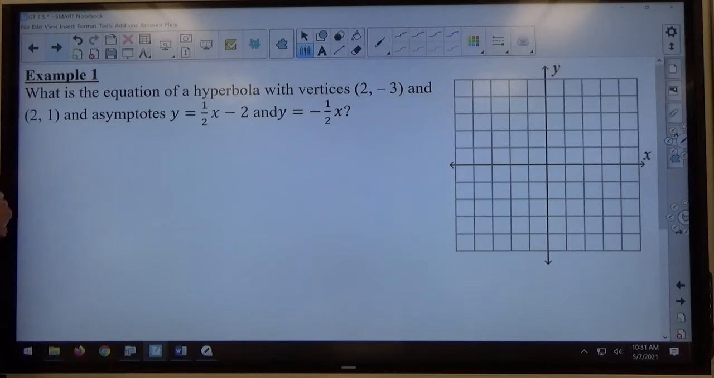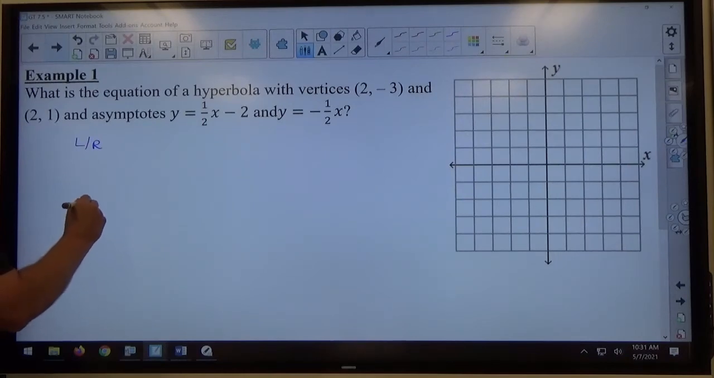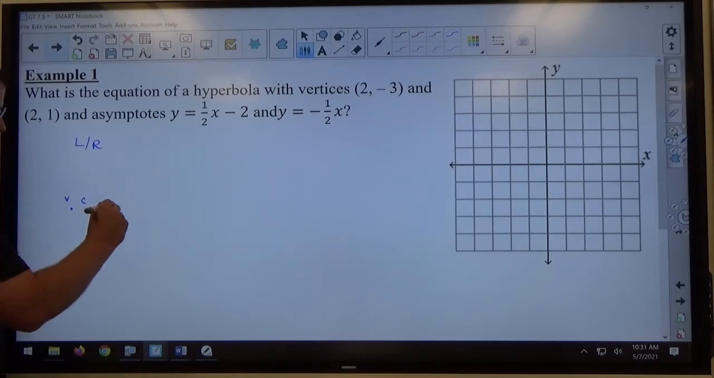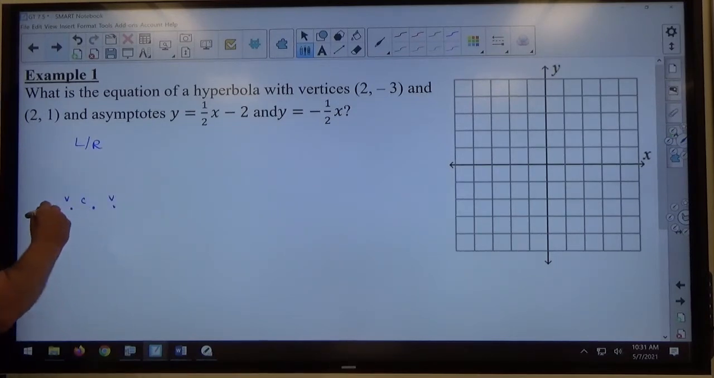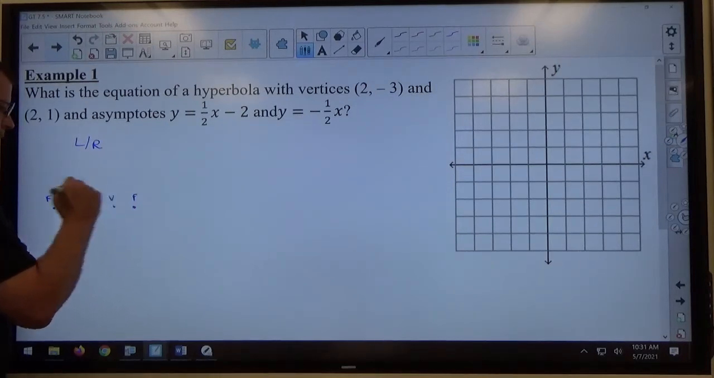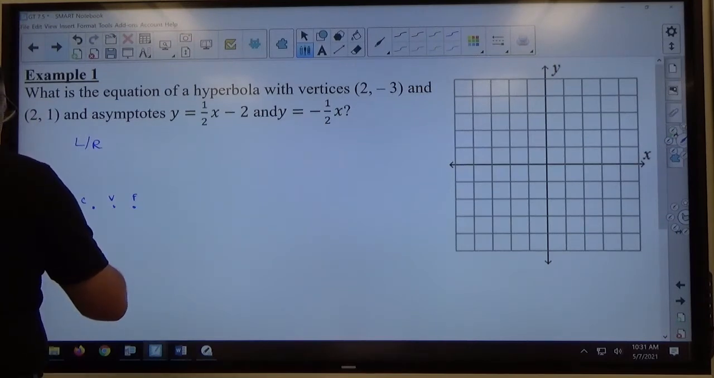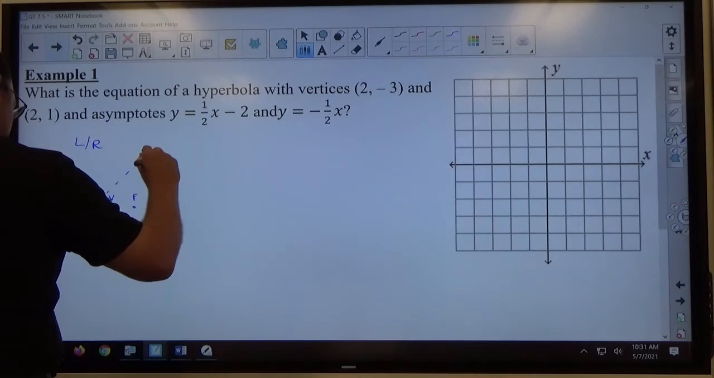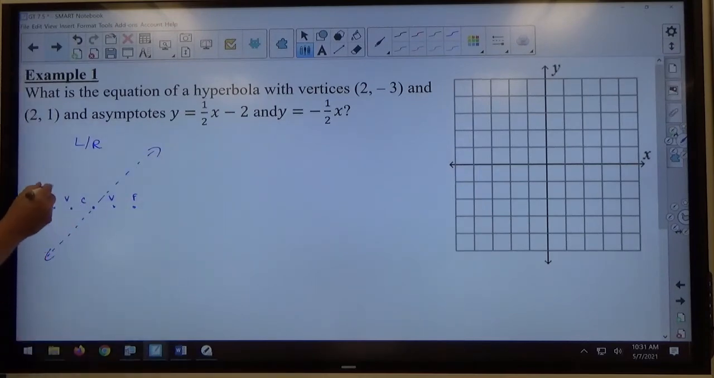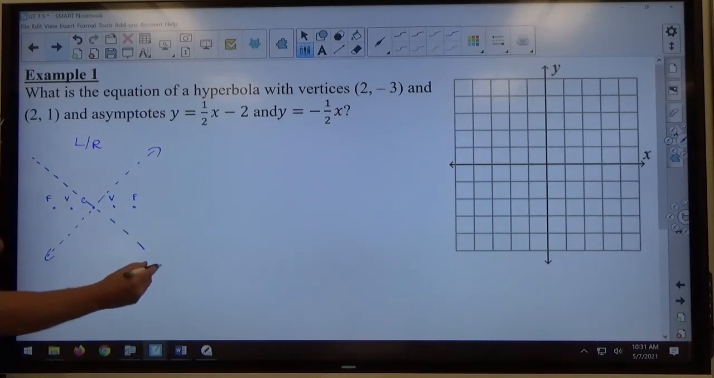There are two types: a left-right and an up-down. If it's a left-right hyperbola, you're going to have a center, a vertex and a vertex. You're going to have a focal point beyond each vertex. And you're going to have a slant asymptote going through the center like that, and another slant asymptote going the opposite direction through the center, kind of like that.